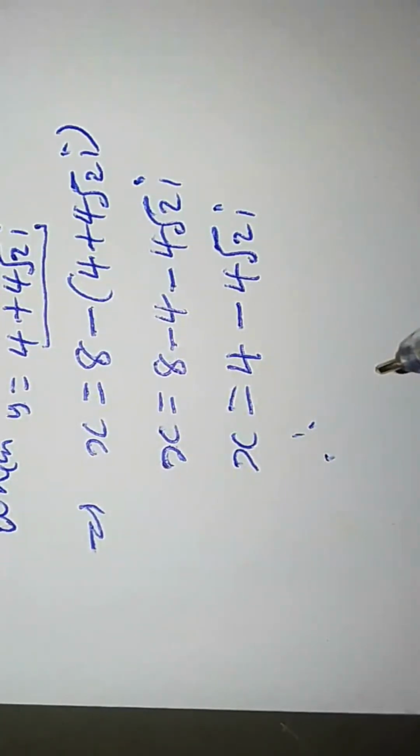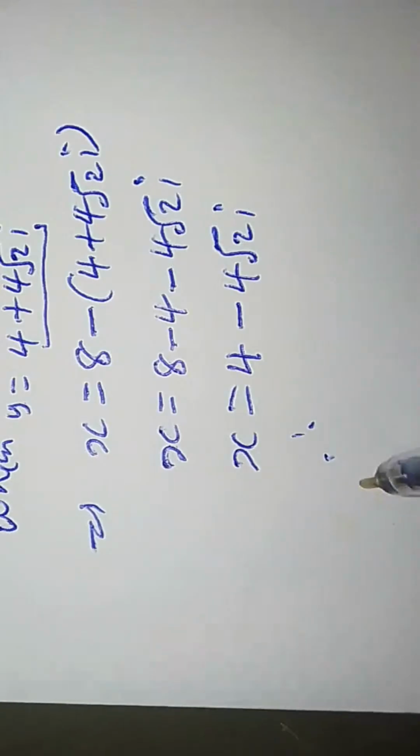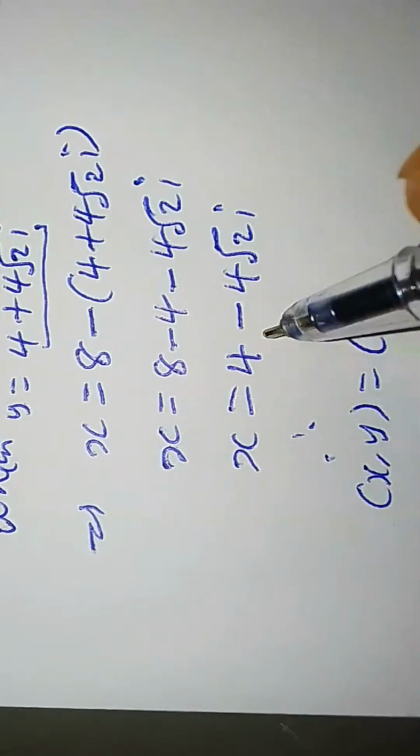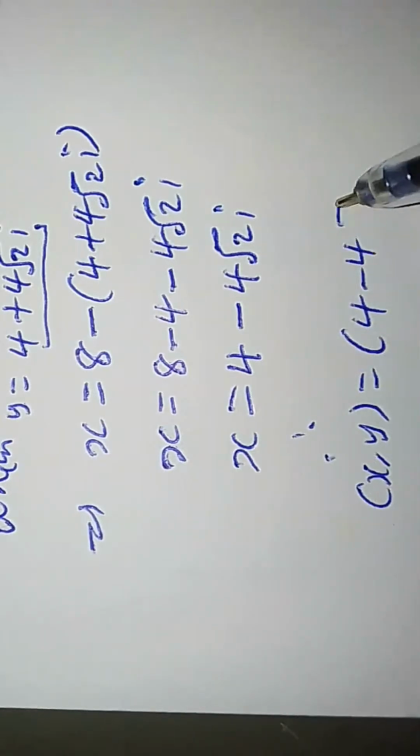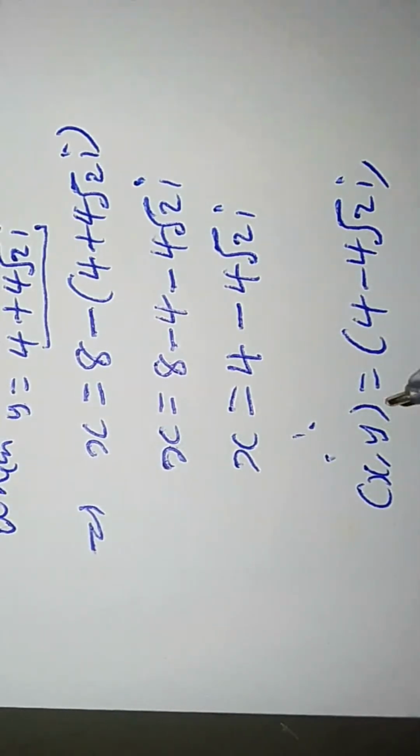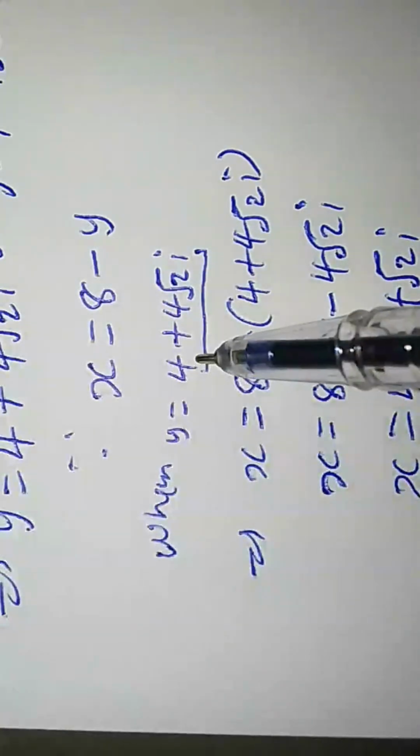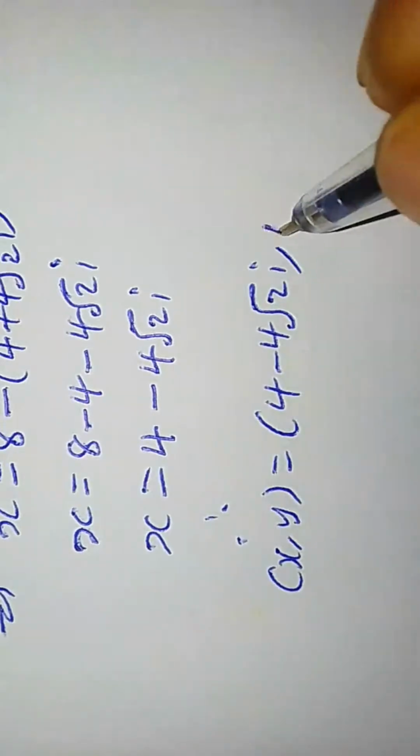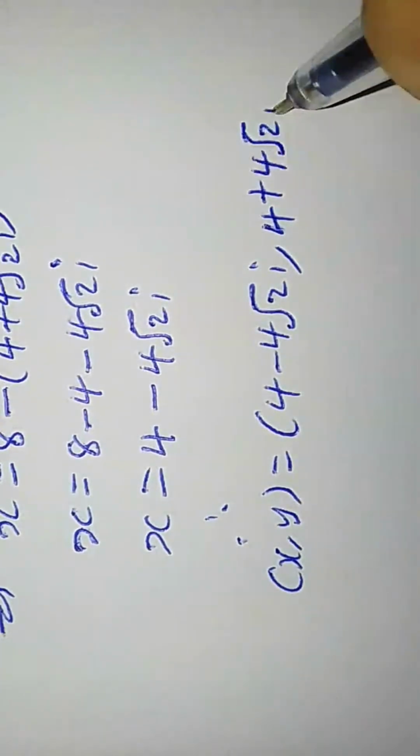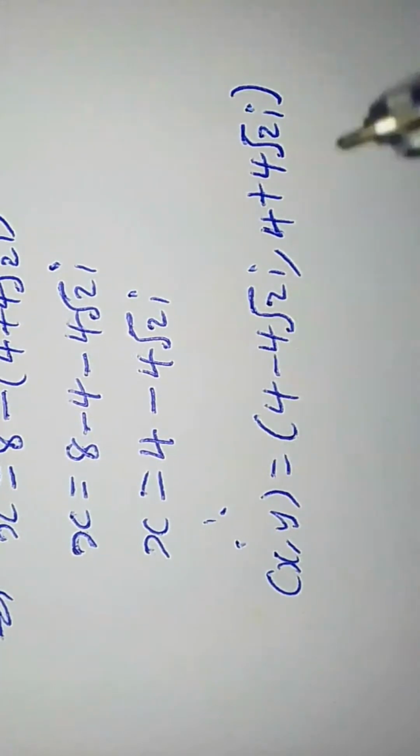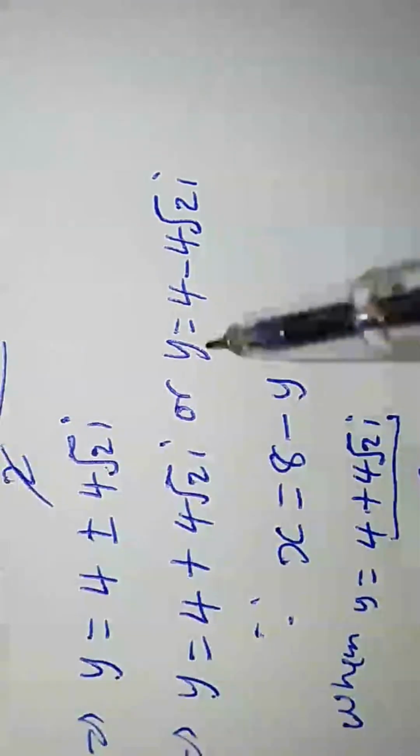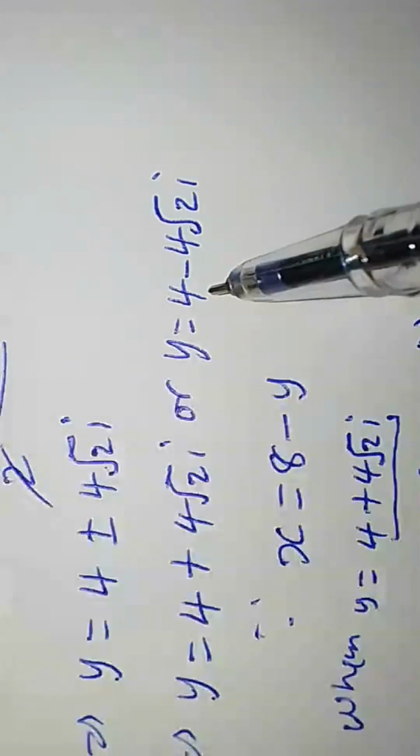Therefore, the first solution is actually (x, y) equal to, our x is 4 minus 4 root 2 i, and y is 4 plus 4 root 2 i. This is the first solution. The next thing we have to do is to consider this value of y, 4 minus 4 root 2 i.